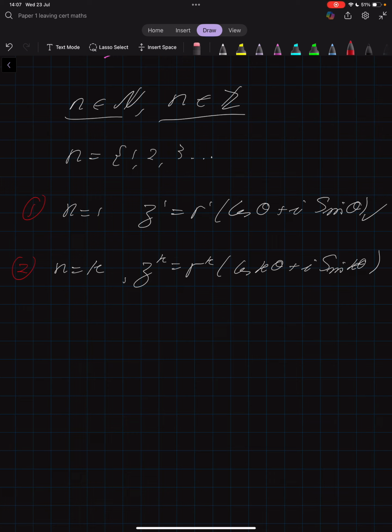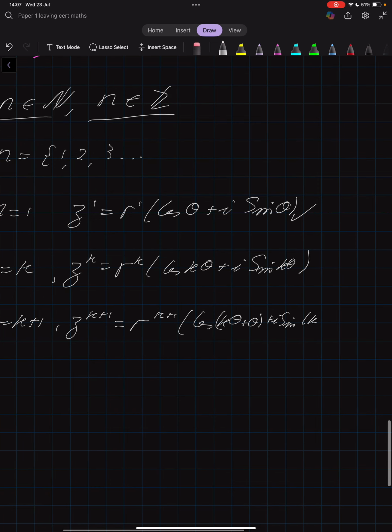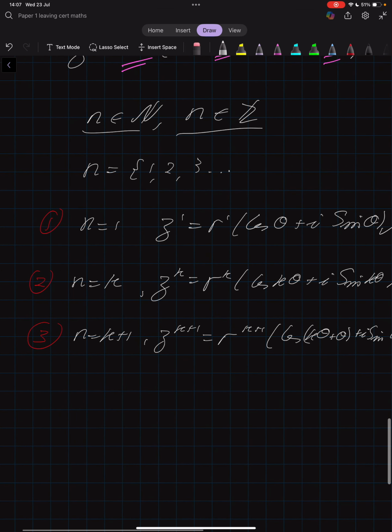And now the third step, because that is true, I need to show that if n equals k plus 1, we get that z to the k plus 1 is equal to r to the k plus 1 into cos of k theta plus theta. So that's just k plus 1 theta, plus i sin of k theta plus theta. Like so. Okay?